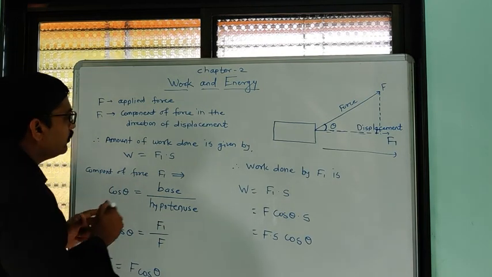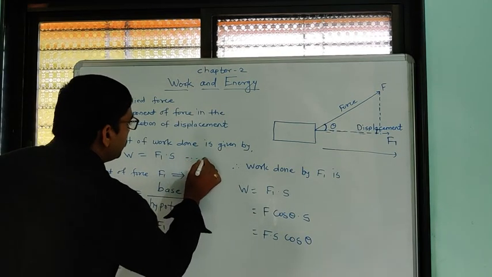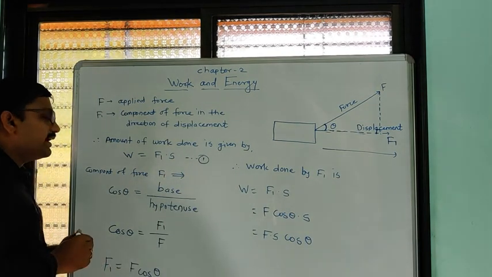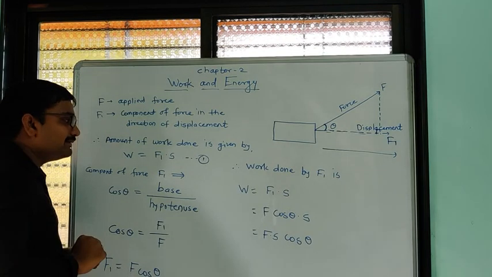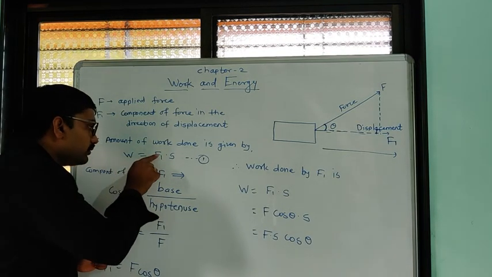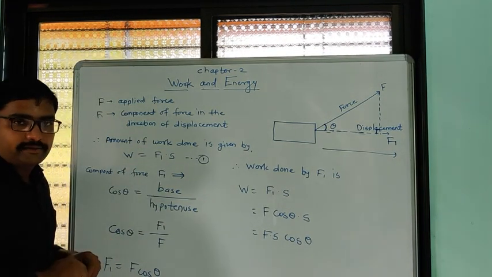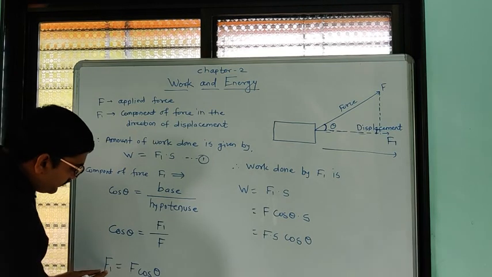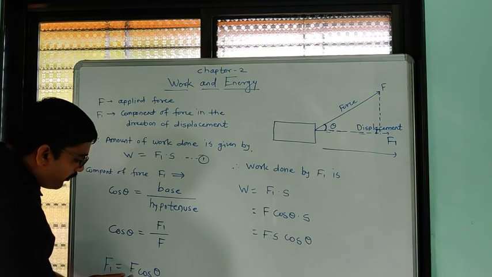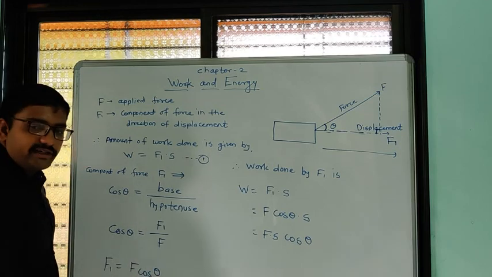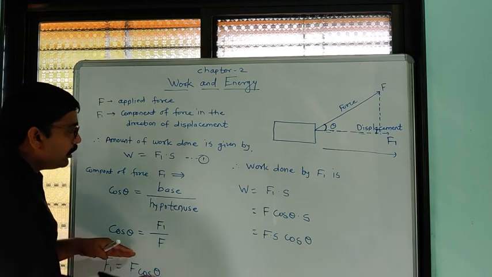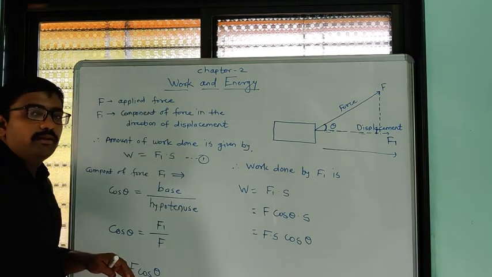Okay, so we call this equation number 1. Now here, the work done in this case is given by W is equal to F1 into S. But what is that F1? F1 is equal to F cos theta. Now this value we have to put in equation number 1.